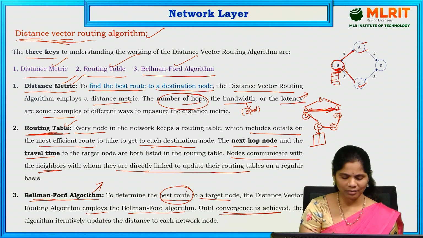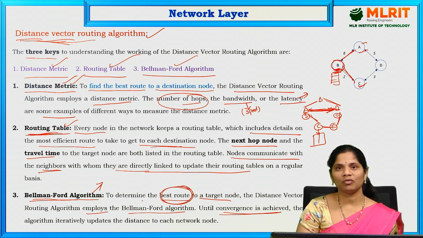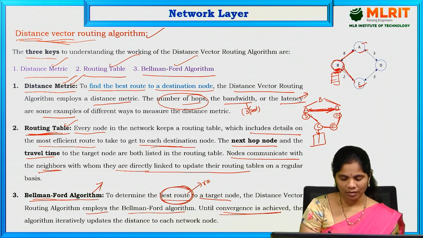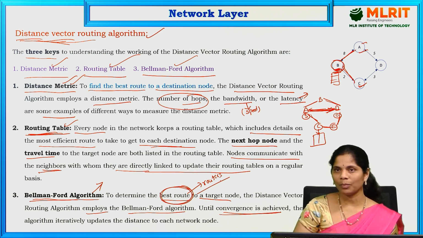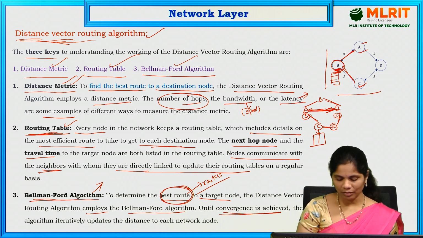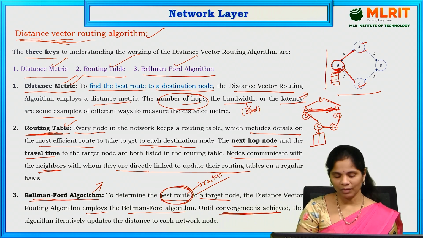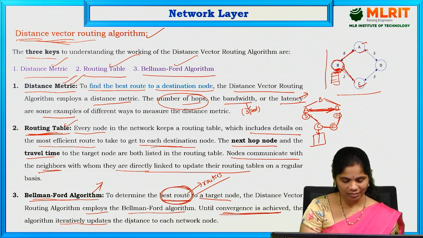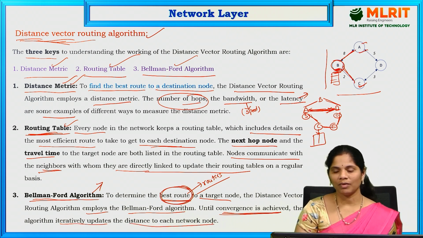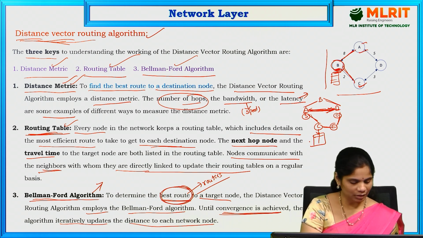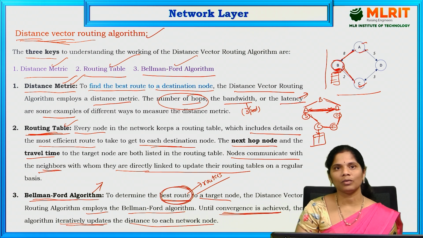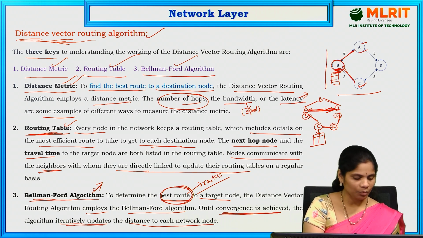What is the final result here? To find the best route for all routers. Whatever routers are there in that particular network, for all routers, it will select the best route. Convergence is achieved when the best route is selected for all routers. The algorithm iteratively updates the distance to each network node. Whenever the routing table changes, it will automatically and iteratively update that routing table. So this is about the Bellman-Ford algorithm.